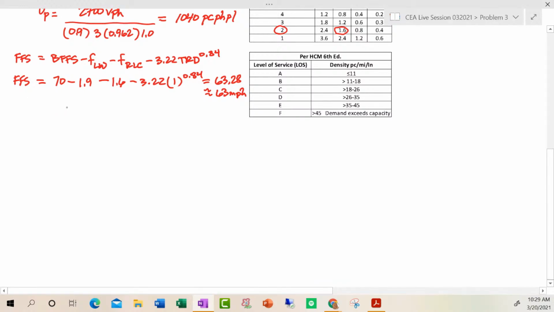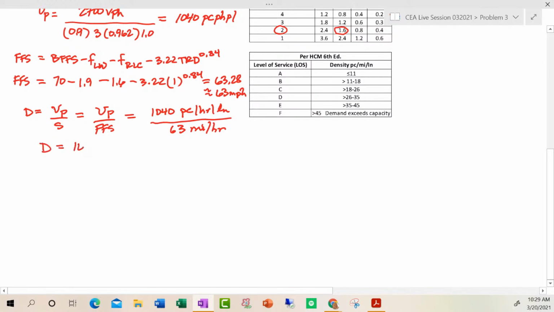So the density, again, consulting your reference material, is your V sub P divided by your S, which is the same thing as your V sub P divided by your free flow speed. We have all those values, right? We've calculated those previously. So we can say 1040, and that's passenger cars per hour per lane, all divided by our 63 miles per hour that we just calculated. And we've got a density now, if you grind through that, of 16.5 passenger cars per mile per lane.